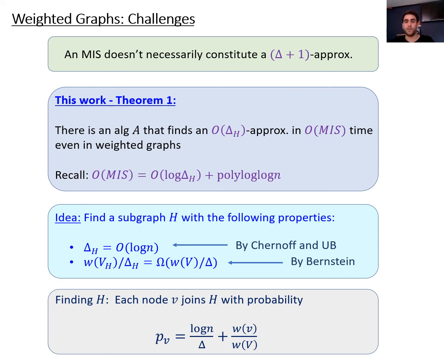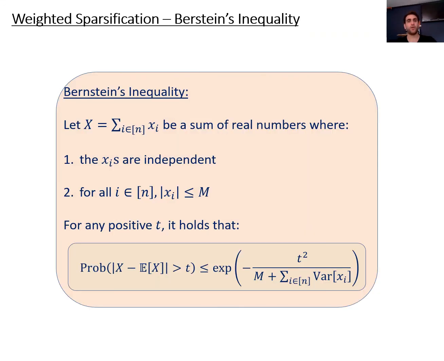Let me tell you what Bernstein's inequality is. It says that if we have a sum of independent random variables, such that each random variable is bounded from above by some parameter m, then for any positive t, the probability that the sum of random variables is far from its expectation by an additive factor t is at most exponential in minus t squared over m plus the sum of variances. Don't think about this inequality too much for now. There are too many parameters here, and I don't expect you to remember it.